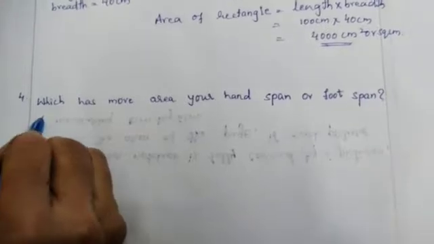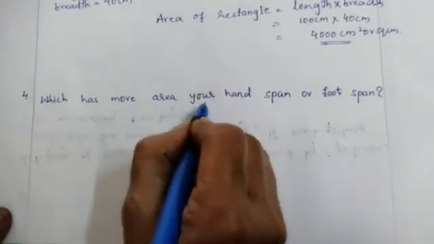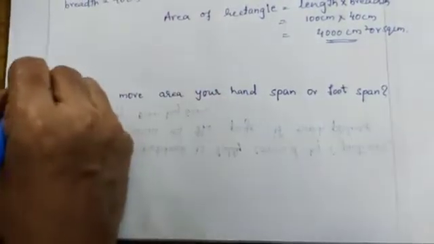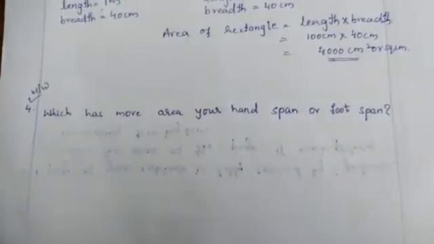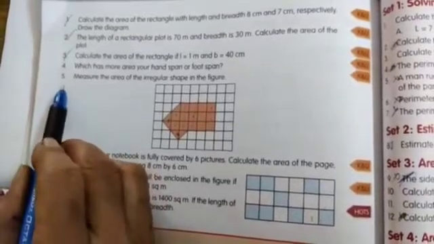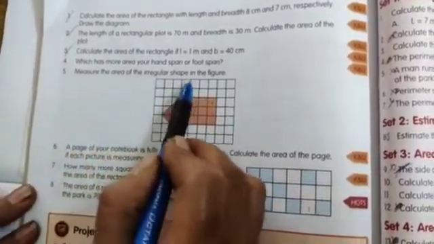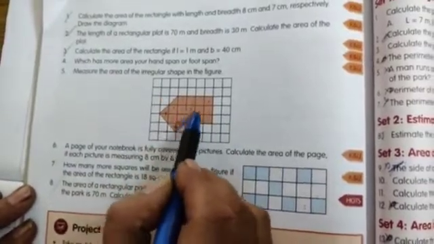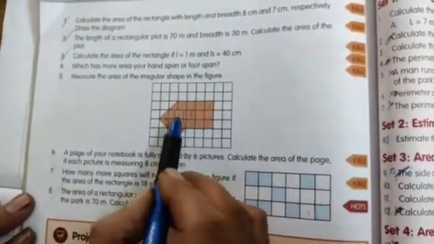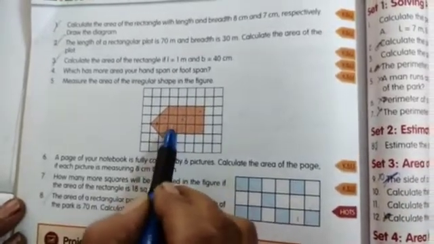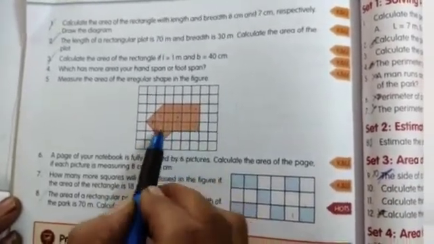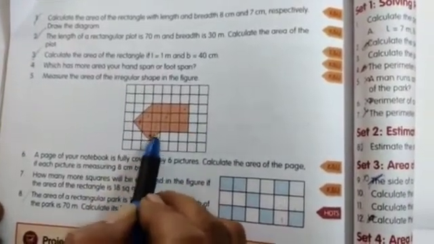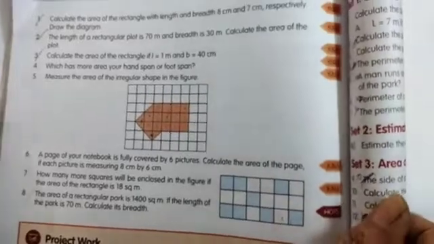Now fourth question: which has more area, your hand span or foot span? This you do as homework. Now fifth question: measure the area of the irregular shape in the figure. Here the shaded part is there, no children. This shaded part area you have to find. You know how to find the area of the shaded parts. See here, full squares you have to count first, and two halves make one square. Then you have to find and write the answer here.